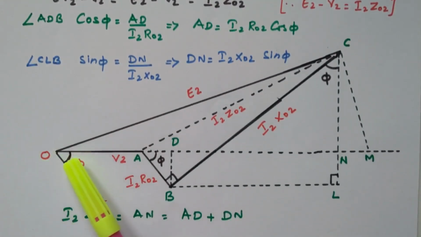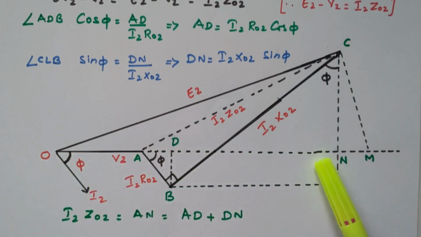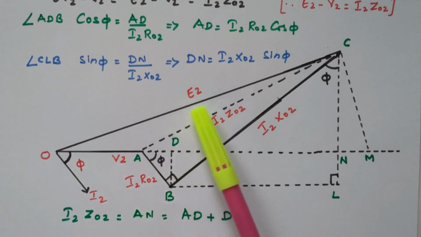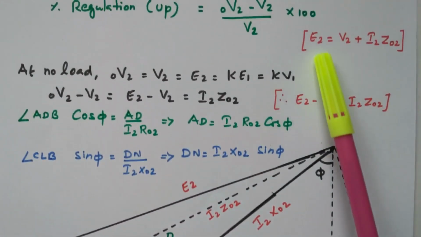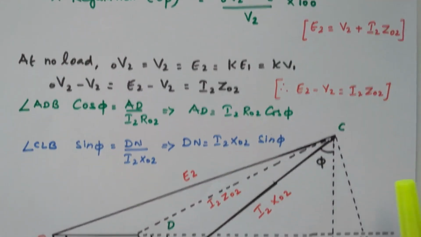So this is the vector phasor diagram available. From that we can find the expression for no load voltage to full load voltage in order to find the regulation. We are taking V2 as a reference, V2 is the reference voltage. This I2 is lagging V2 by angle phi. There is an angle between the secondary current and secondary voltage, phi. Then E2 is the vector sum of V2 plus I2 Z02, that we already discussed. So E2 equals V2 plus I2 Z02.